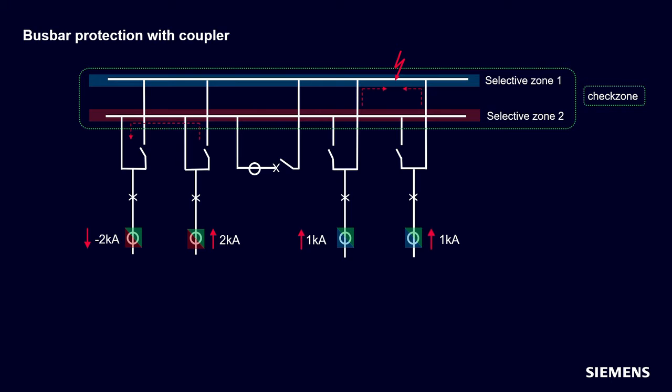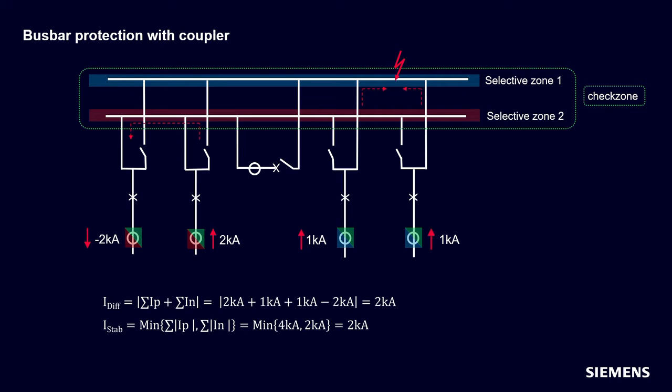So the currents flowing to the busbar are 2 kiloamps in bay 2, 1 kiloamp in bay 3 and 1 in bay 4. The sum is 4 kiloamp. The current flowing away from the busbar is the 2 kiloamps in bay 1. So in this case, the differential current is 2 kiloamp plus 1 kiloamp plus 1 kiloamp minus 2 kiloamp equals 2 kiloamp.